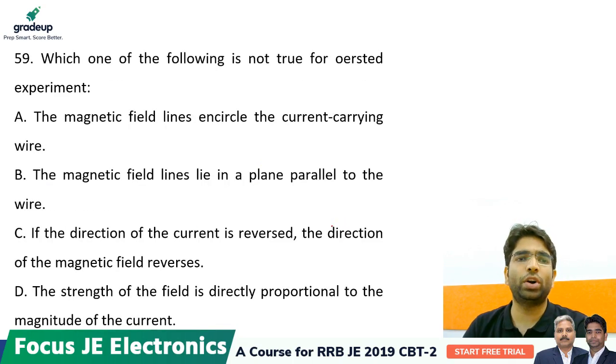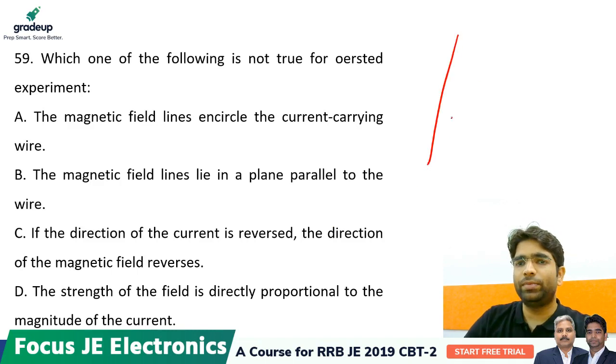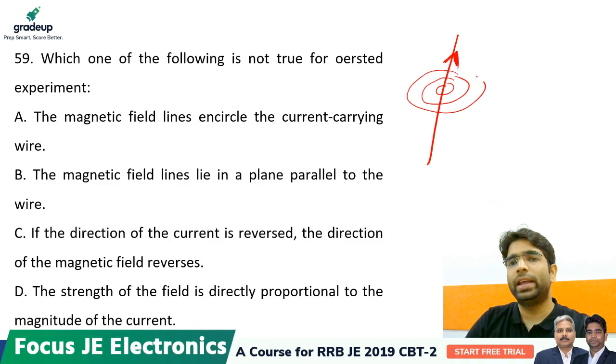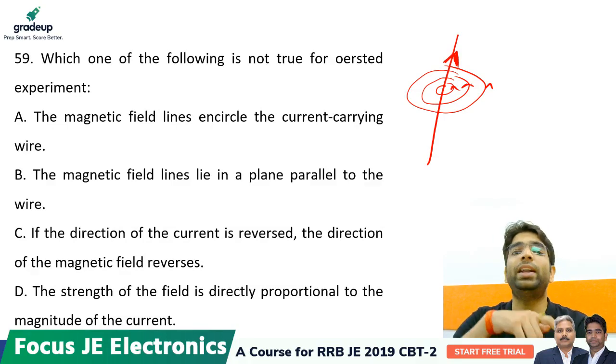Which one of the following is not true for Oersted experiment? Oersted experiment showed that if there is a linear current carrying conductor having uniform flow of current, means steady DC current I, then the magnetic field lines encircle it. Yes, magnetic field lines will be in this way. They will encircle the conductor. And what will be the direction of field lines?